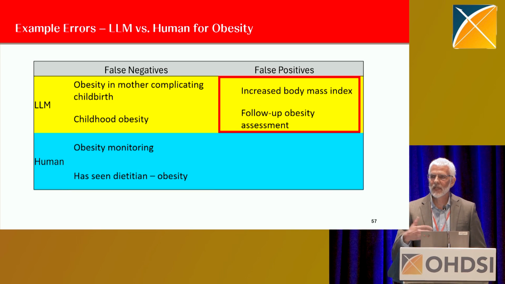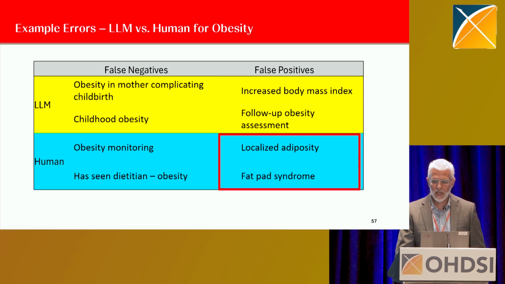False positives are things that these two systems added in that are probably incorrect. The LLM added in increased body mass index and follow-up obesity assessment. And the human added in localized adiposity and fat pad syndrome.